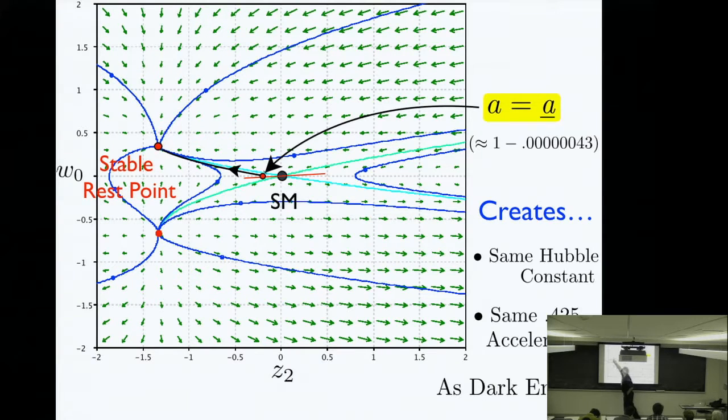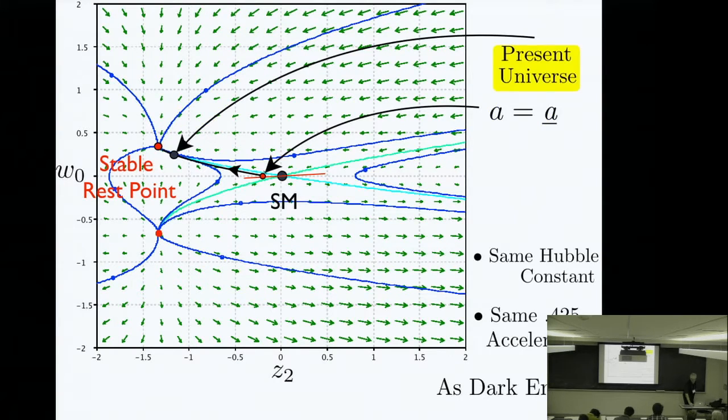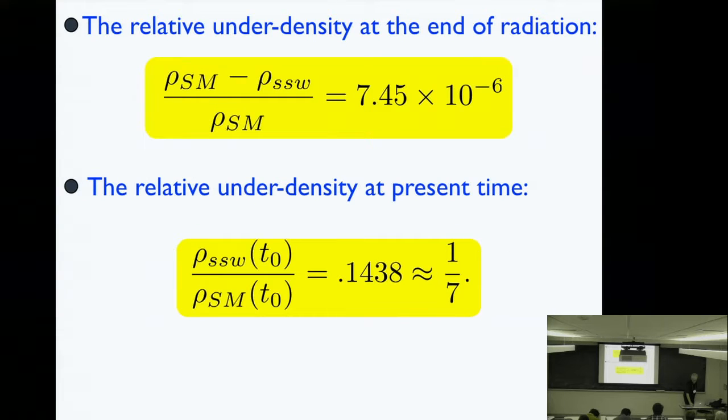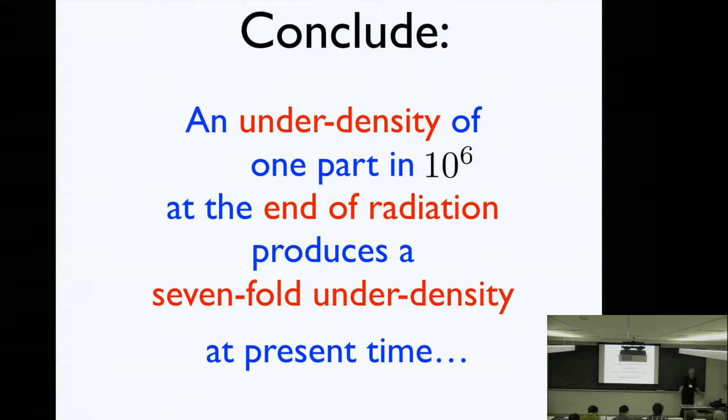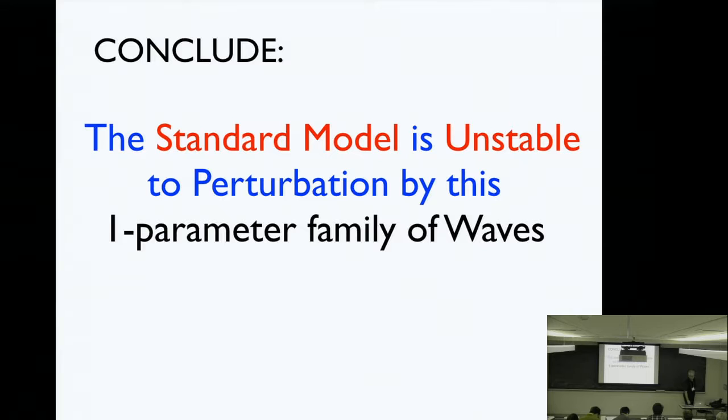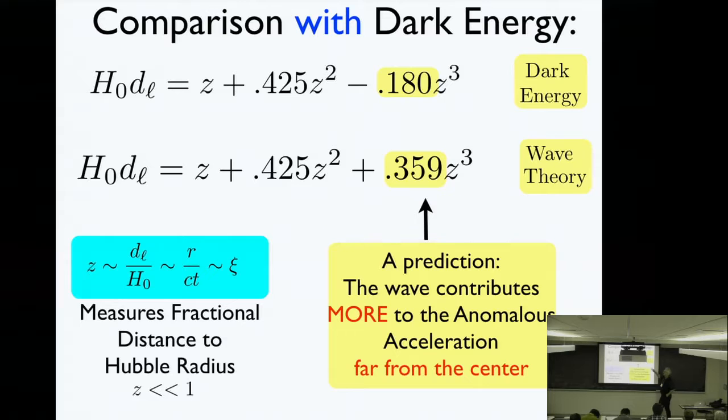It takes off along this orbit, goes to the stable rest point, creating the acceleration of dark energy near the center. For the present universe, that gives you the correct quadratic correction associated with dark energy, there it is, over near the rest point. And I think I said that an underdensity of 10 to the negative 6 at the end of radiation goes to 1/7 by the time you reach the present time, when you get the Hubble constant and the right quadratic correction for dark energy. So the standard model is significantly unstable. It's a 7-fold underdensity. So to conclude, the standard model is unstable to local spherical perturbations by this one parameter family of waves. And there's the prediction again of dark energy.